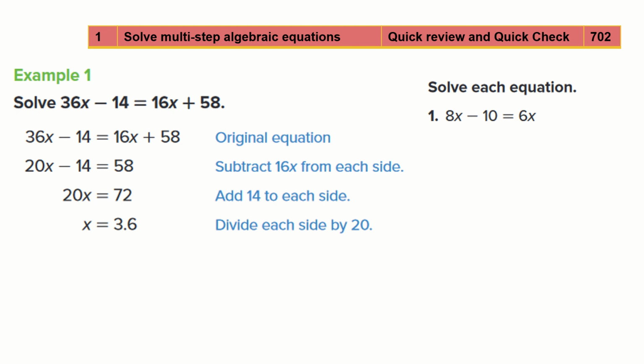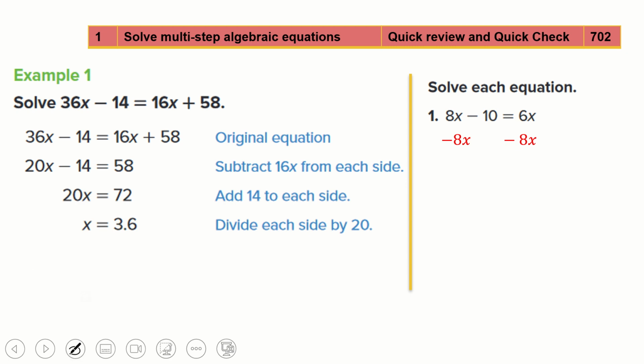So here on the left, you have a solved example, and here on the right, we will be solving some questions. So this is a multi-step equation, and we need to combine all the x's on one side and all the constants on the other side. So we will subtract 8x from both sides. We cancel the 8x minus 8x equals 0, so negative 10 equals negative 2x. We divide both sides by minus 2, x equals 5.